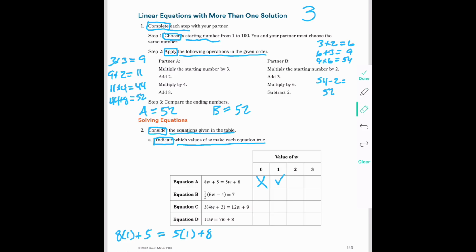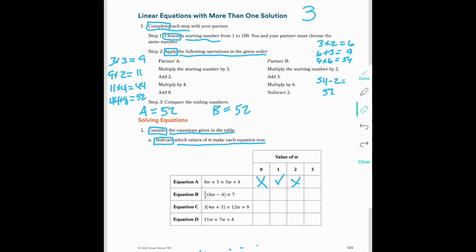All right. So now the next number would be 2. So let's do it. 8 times 2 plus 5 equals 5 times 2 plus 8. Okay? 8 times 2 is 16 plus 5 equals 5 times 2 is 10 plus 8. I know that 16 plus 5 is 21. I know 10 plus 8 is 18. So this is not equal. So 2 did not work.